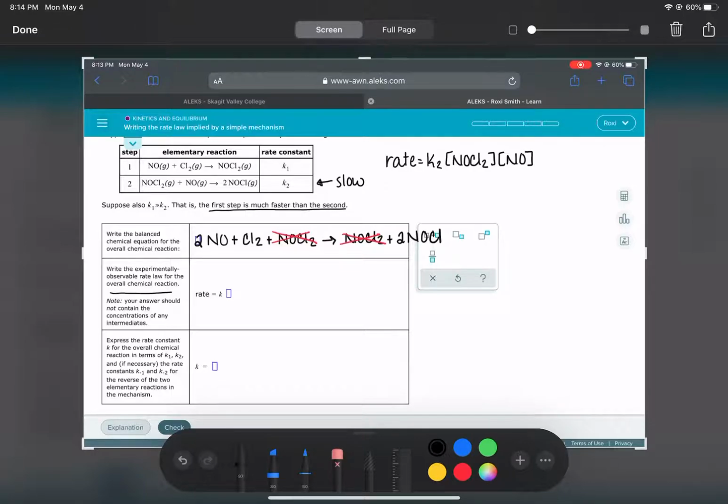However, this form right here is not allowed because NOCl2 is an intermediate, and we're not allowed to have intermediates in our rate law. So how do we go about getting rid of an intermediate? To get rid of an intermediate, we're going to go to our other elementary step, not the one that we're using, and we're going to use the principle that the rate of that reaction forward is equal to the rate of that reaction backwards.